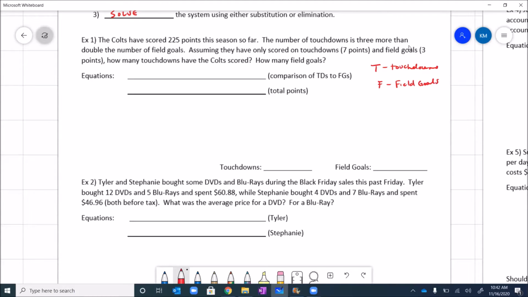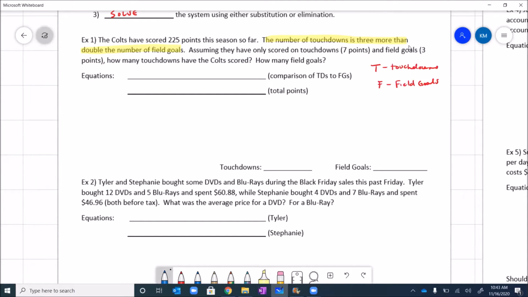So they gave us, basically, the thing that's helpful for me to think is they always have to give us enough information to write two equations. If they don't, then we can't solve it, and it's a bad problem. So know that you're not going to get bad problems here. You've got to have enough information to write your equations. So the number of touchdowns is 3 more than double the number of field goals. That is an algebraic expression hiding in there.